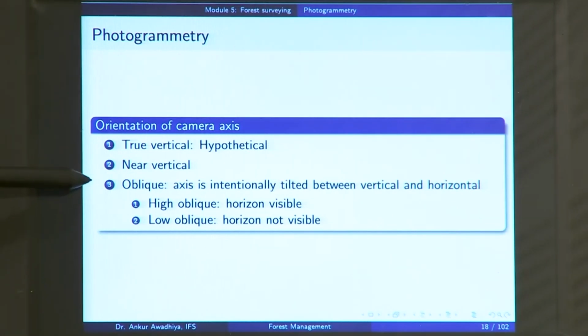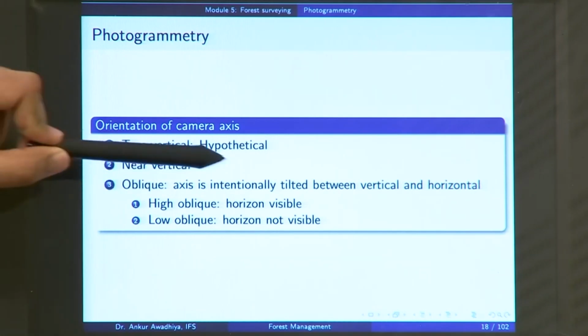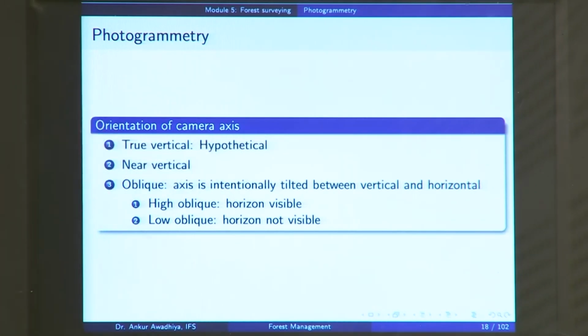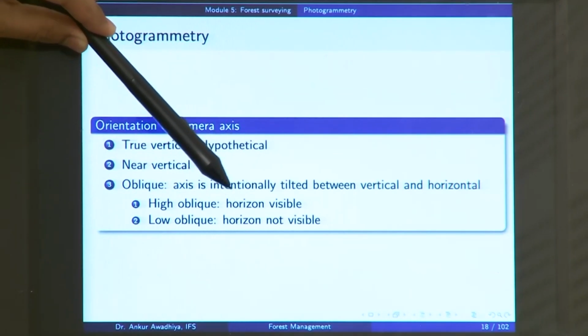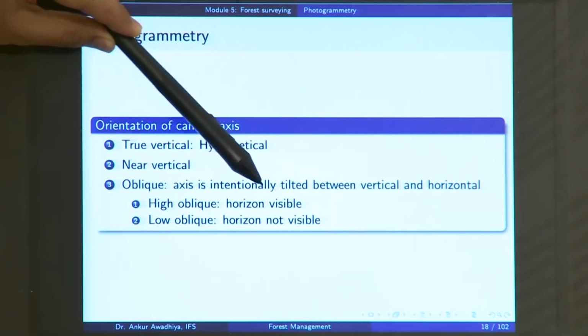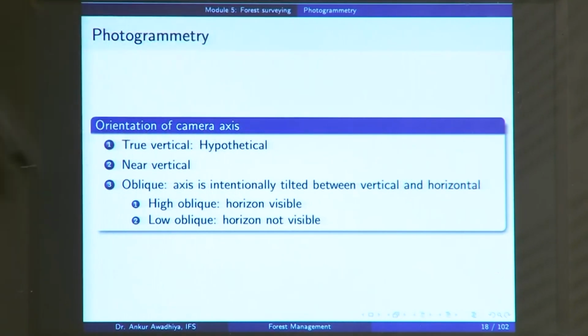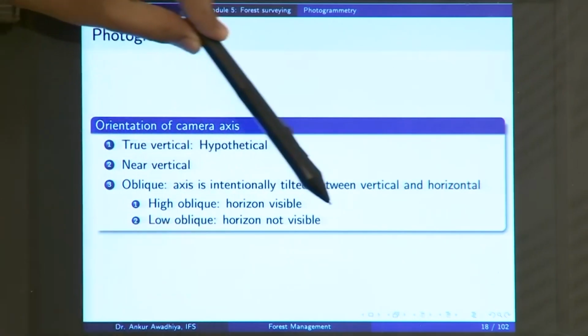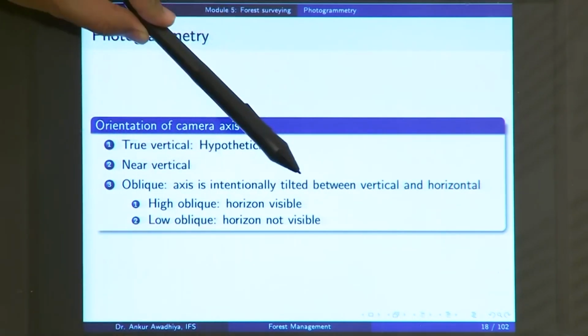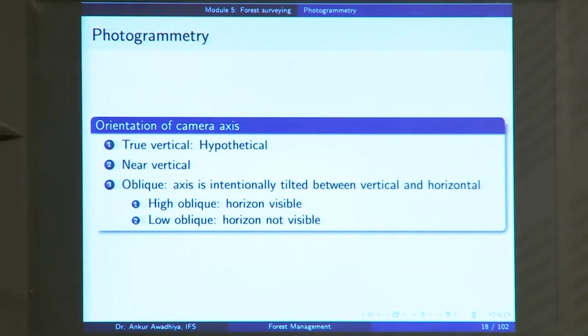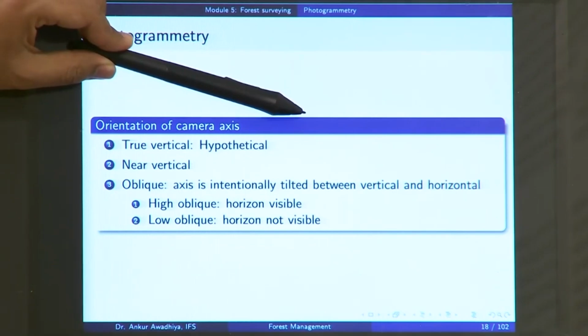Or you can have a camera that is taking an oblique image, in which case the axis is intentionally tilted between vertical and horizontal. So, when the satellite is moving, the camera is tilted like this, and it is taking images at an angle, not vertically. Now, this angle can be a high oblique angle or a low oblique angle. When we say high oblique angle, you are keeping the axis like this.